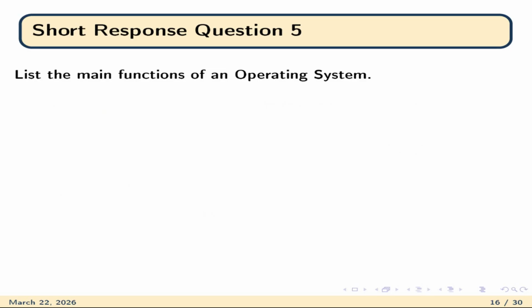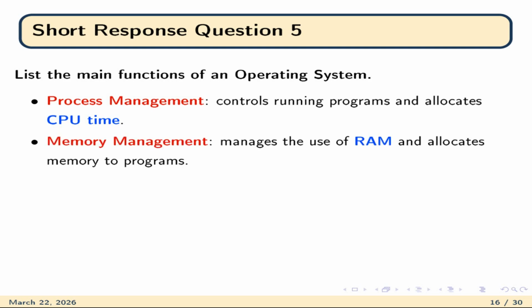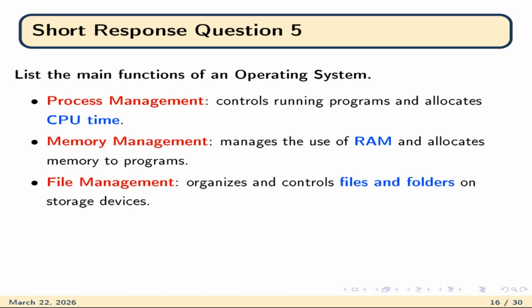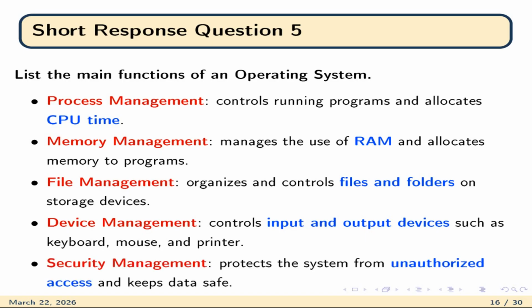Question number 5: list the main functions of an operating system. Process management controls running programs and allocates CPU time. Memory management is used to manage the use of RAM and allocate memory to programs. File management is used to organize and control files and folders on storage devices. Device management controls input and output devices such as keyboard, mouse, and printer. Security management protects the system from unauthorized access and keeps data safe.